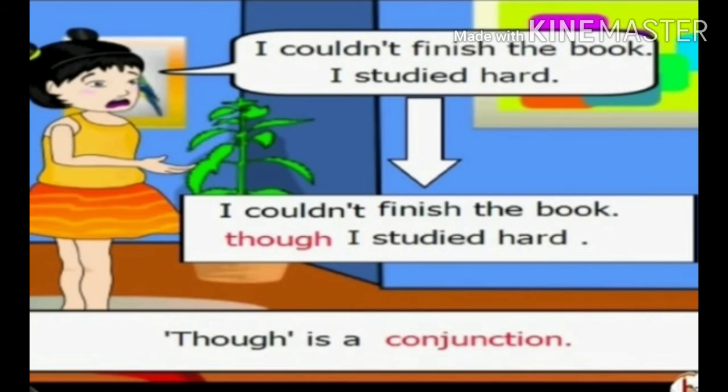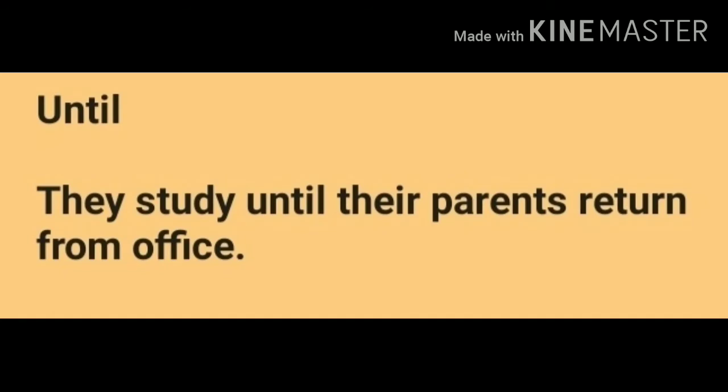Although and though both mean in spite of something. I couldn't finish the book though I studied hard. It was an unexpected result. When is used to show two events happening at the same time. Example, they play football when it rains. Until is used to show a point of time. They study until their parents return from office.